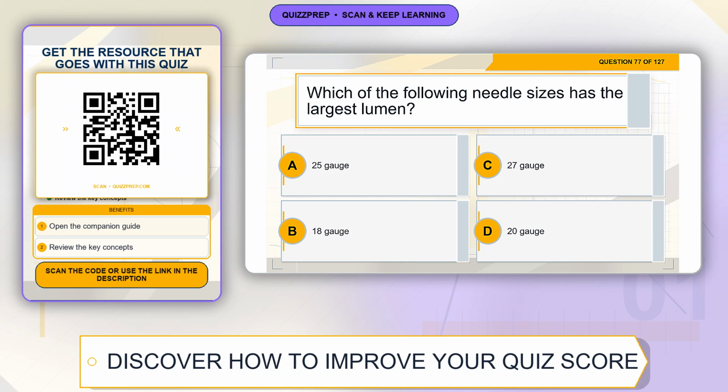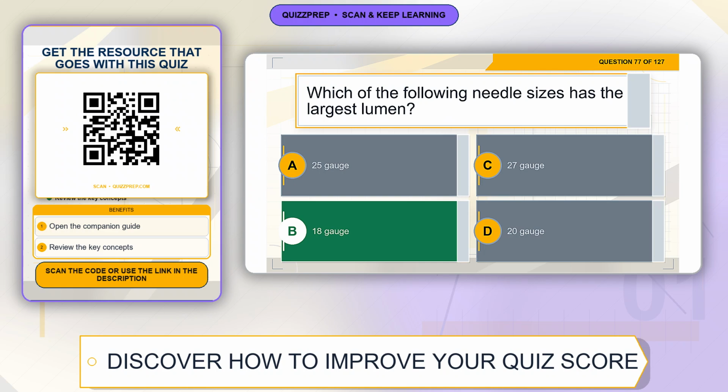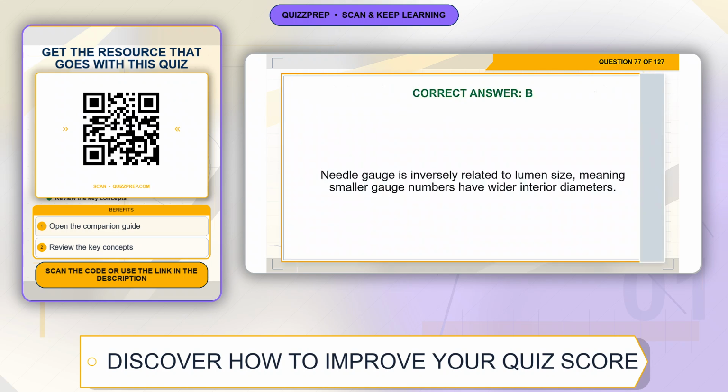Question 77. Which of the following needle sizes has the largest lumen? Option A, 25 gauge. Option B, 18 gauge. Option C, 27 gauge. Option D, 20 gauge. The correct answer is option B, 18 gauge. Explanation. Needle gauge is inversely related to lumen size, meaning smaller gauge numbers have wider interior diameters.